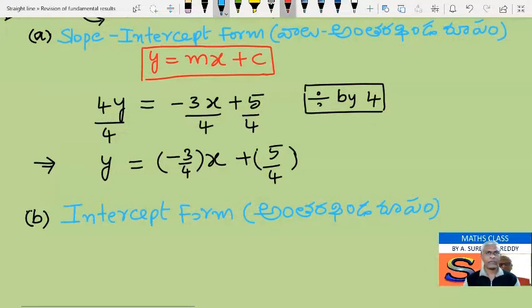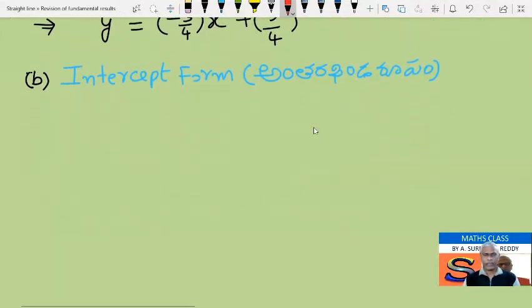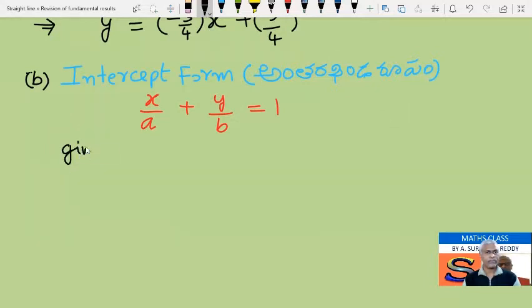What is intercept form? x by a plus y by b is equal to 1. This is the intercept form. So we have to convert the given general form into the intercept form. What is the given equation? The given equation is 3x + 4y = 5.